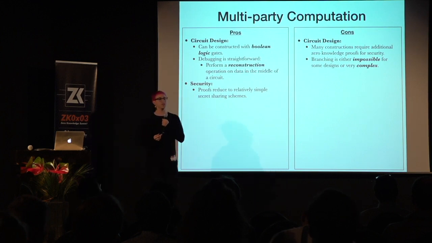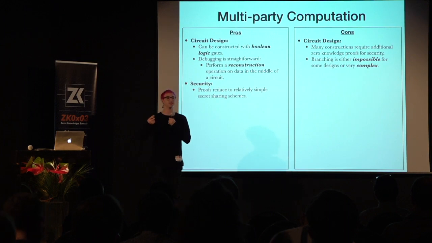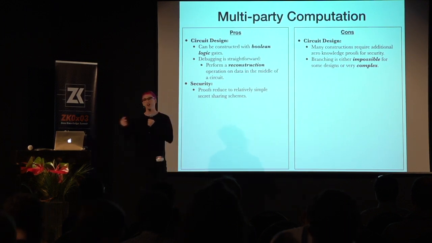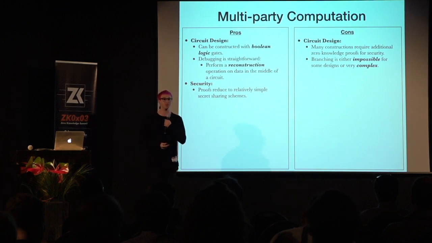Branching is also either impossible or makes it really complex to perform. So when you perform some MPC operation, it's going to require a ton of complexity just to be able to perform some branch, if you can perform that branch at all.